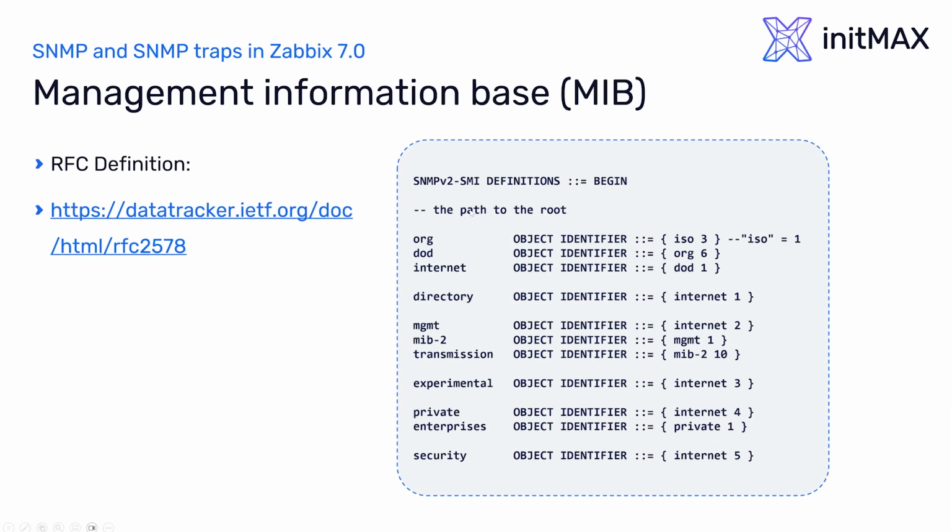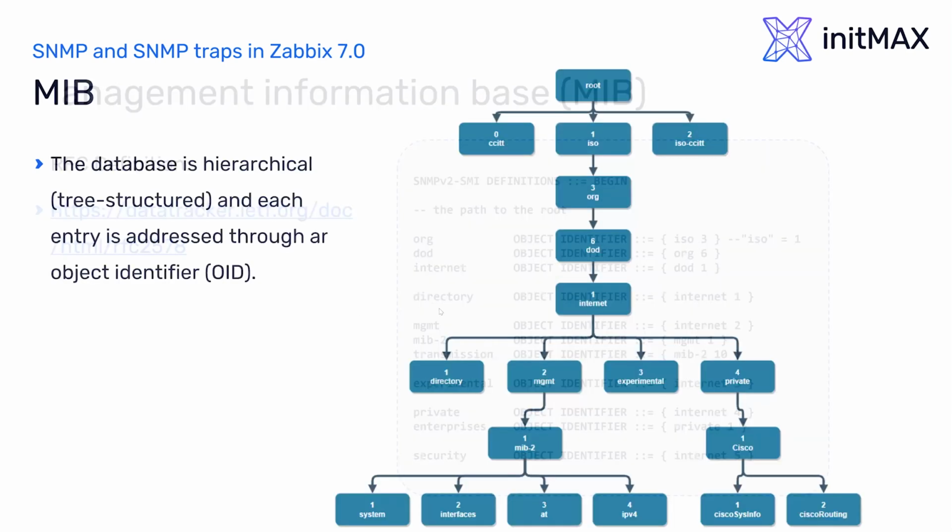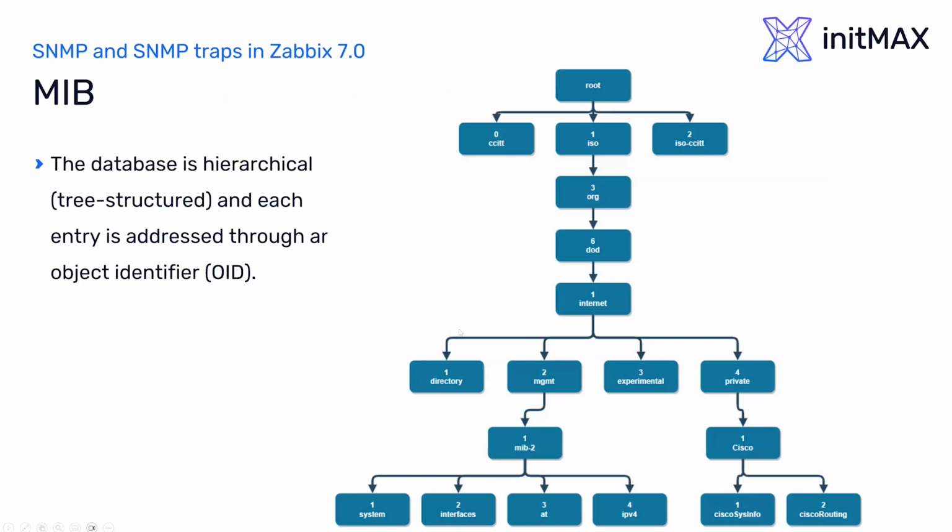So I previously mentioned this 1361, right? And basically, each of these OIDs is like a path to the actual metric. Here we have everything written just in one table. So one means org, three means org, six means DOD, internet is again one, then we have directory, management, MIB2, transmission, experimental, private, enterprises, and so on. And each of these numbers gets us somewhere into the tree so that in the end we can get to the box where we have our information.